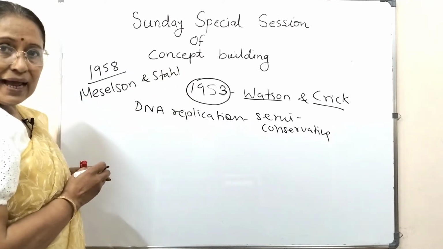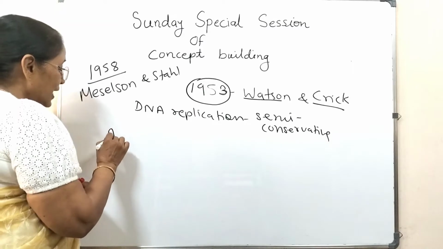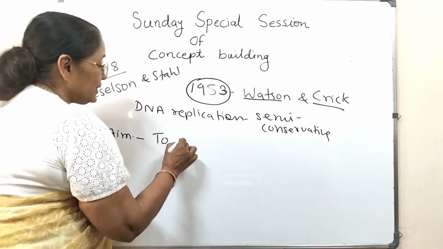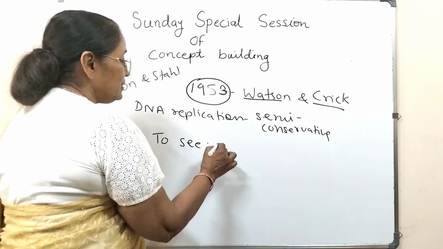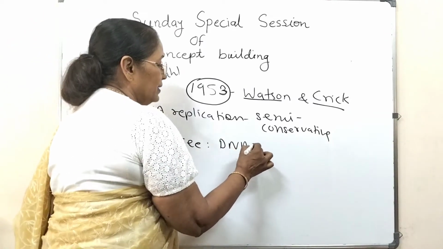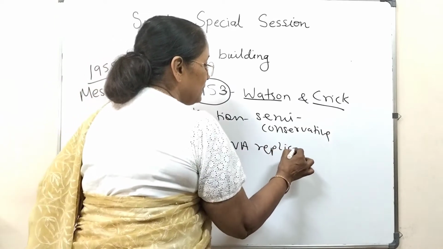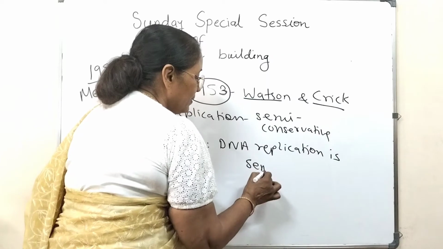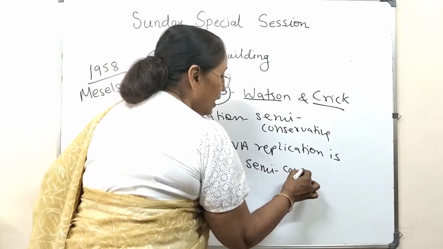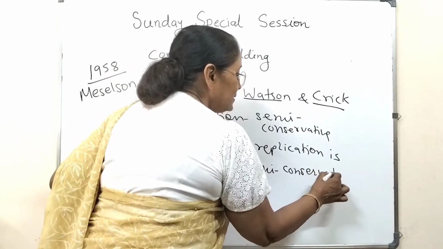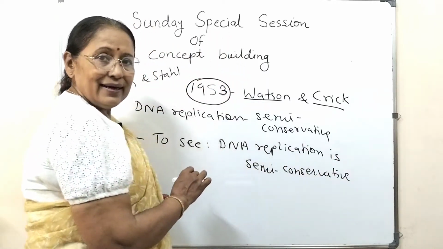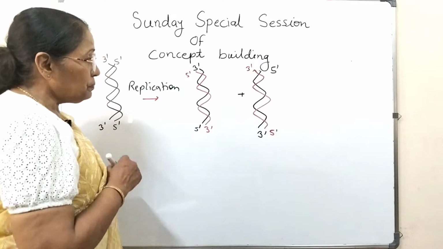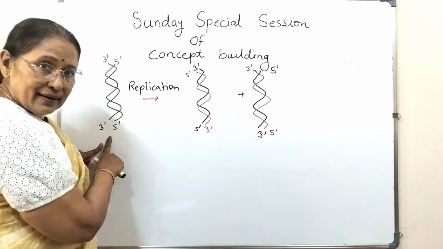So what was the aim of the experiment? To see whether DNA replication is semi-conservative. And how brilliantly they designed the experiment. Let us see. Now Meselson and Stahl needed to prove that this is the parental DNA strand.